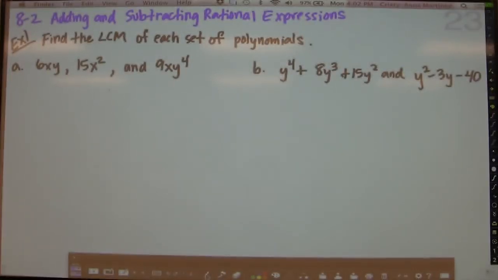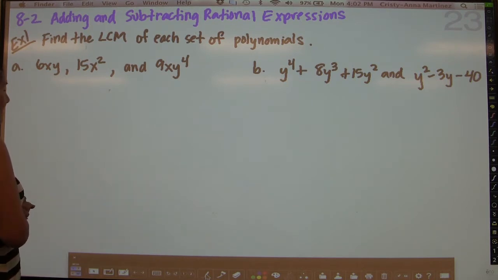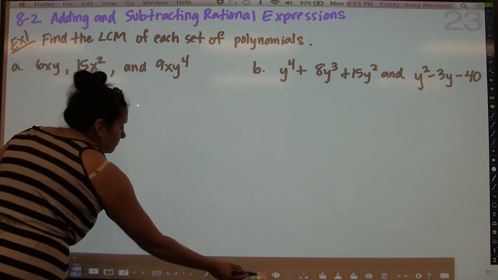And if you're going to be adding and subtracting a fractional expression, just like when you add or subtract fractions, you need to have a common denominator. And so in order to find a common denominator, you have to be comfortable with finding least common multiples. So in example 1, that's the first thing we're going to do: find the LCM, the least common multiple, of each set of polynomials.